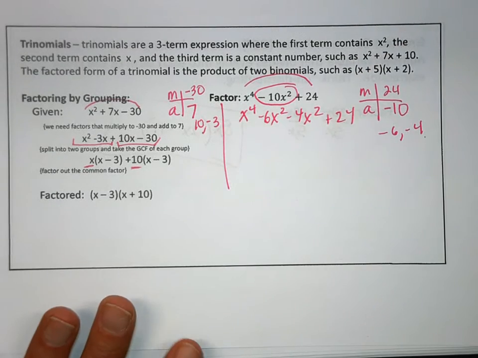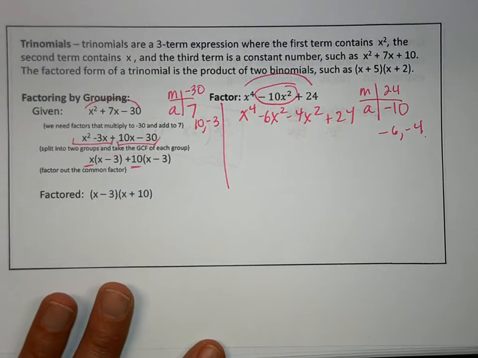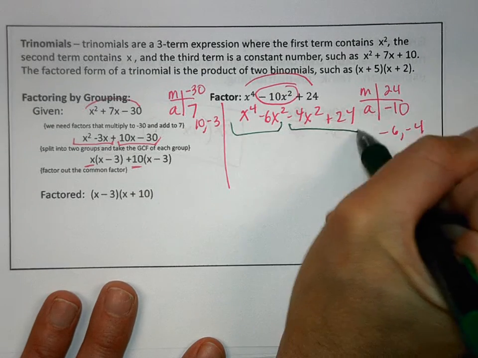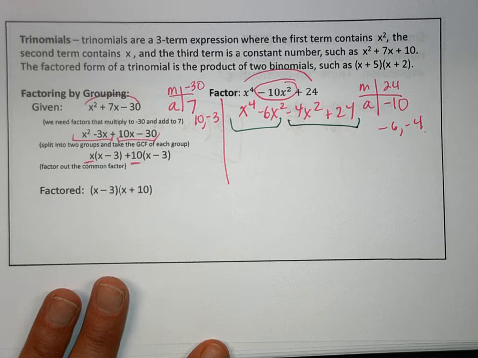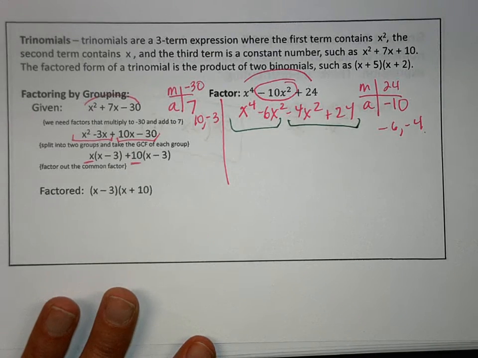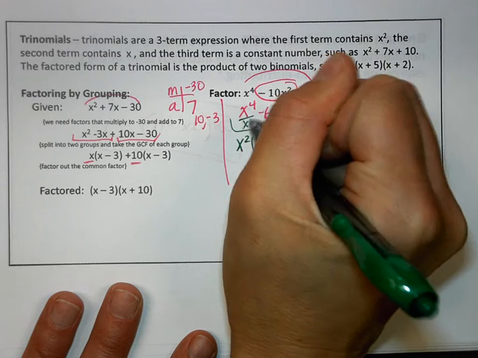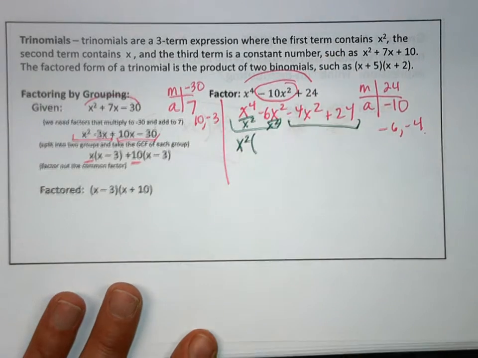Now that you have 4 terms, we would factor by grouping, and so we would separate our first 2 terms and our last 2 terms. What is the GCF of the first 2 terms? X squared. And when you do that, you're dividing each of these by x squared, and what are you left with?